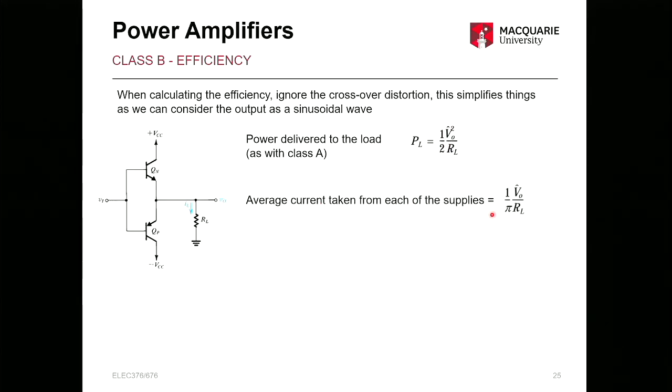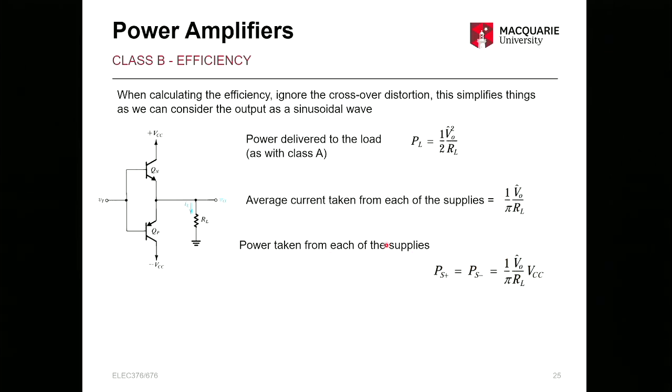Average current taken from each of the supplies. This is going to be 1 over pi times the peak voltage divided by RL. So I'm not going to go into that too much here, but if you draw out those time domain signals, again, don't worry about the crossover distortion, then you can work out where the average of 1 over pi comes from. So you can integrate over the half sine curve in this case, and then divide by the x-axis, which would be pi here, and that gets you your average. Okay, so if that's confusing to you, go away and draw out the curves and work out how that comes about. But that's your basic integration and averaging.